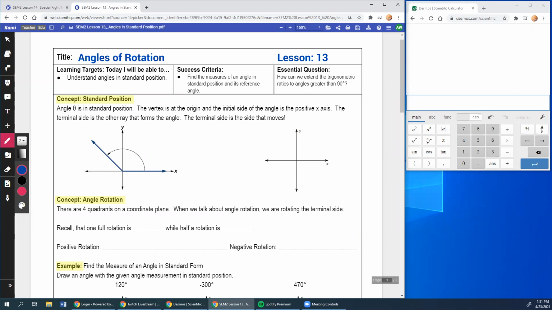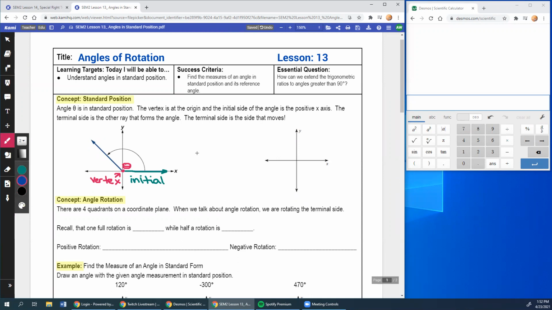So our first concept is standard position. Angle theta, which I'm going to label here on our first image, is right there. This is in standard position. The vertex right here is at the origin, so I'm going to label this our vertex. And then we have what we call the initial side. That's this guy right here. The initial side is always on the x-axis. It does not go anywhere.